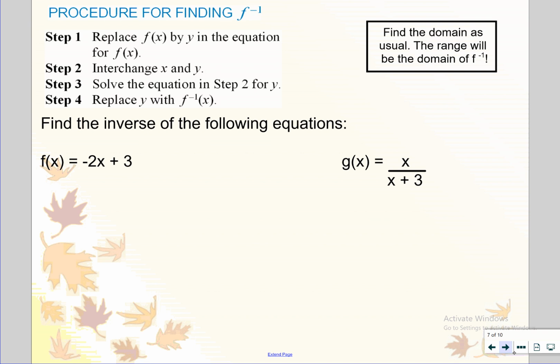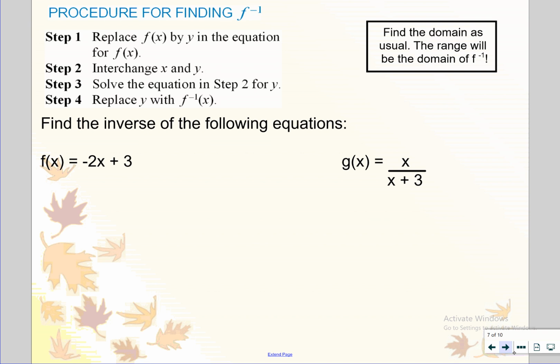First step is we are literally going to get rid of the f of x, put a y there, and then in step 2, switch the x and y. So anywhere there's a y in my equation, I'm going to write x. Anywhere there's an x in my equation, I'm going to write y. Third step, solve for y. Fourth step, put the inverse notation back in. Okay, so the big idea: x and y switch, solve for y, put the notation back in at the end.